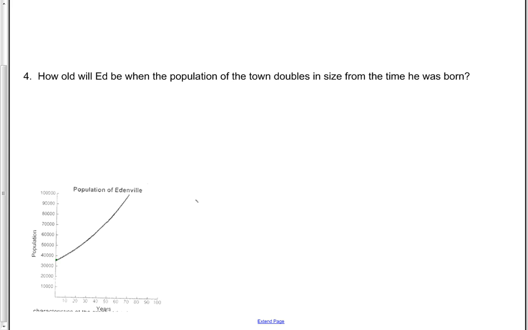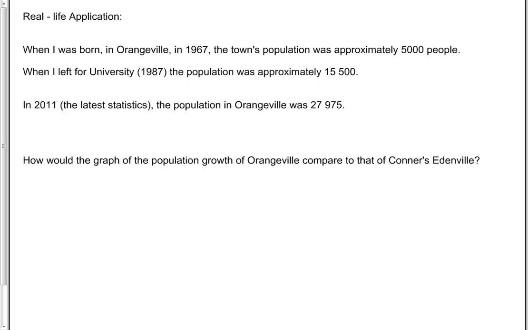How old will Ed be when the population of the town doubles in size from the time he was born? So when he was born, the initial value, 35,000. When is it 70,000? Well, we thought that was when he was about 50. So from a graph, we can work both forwards and backwards.